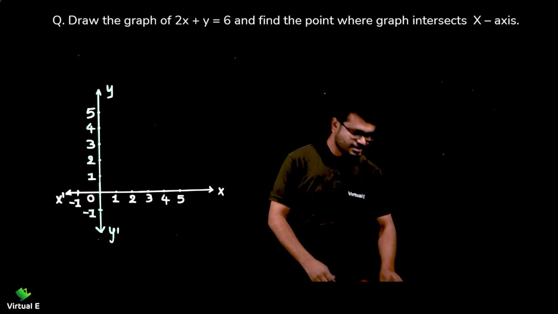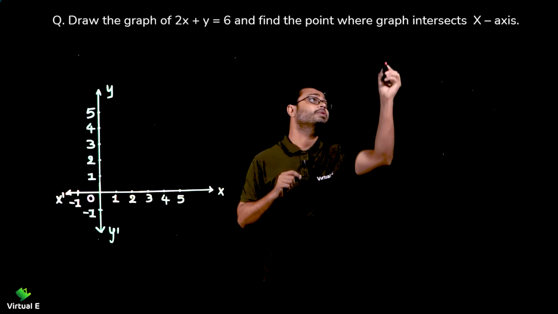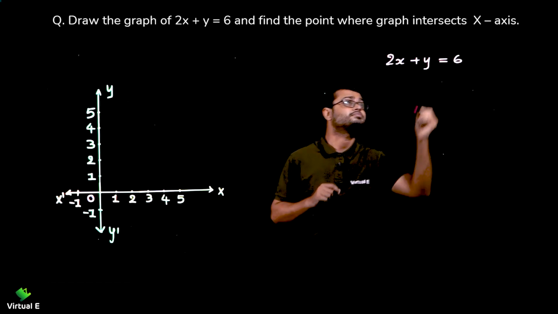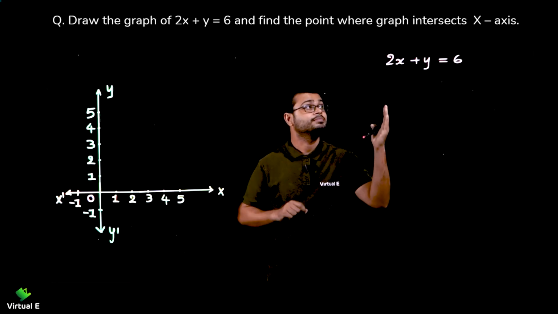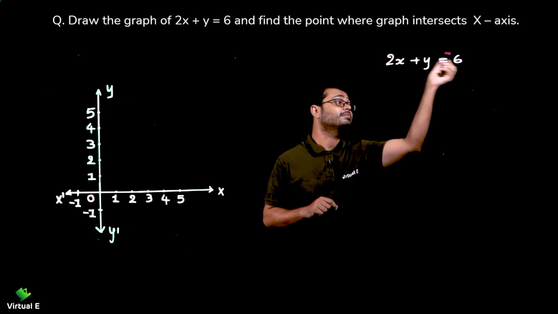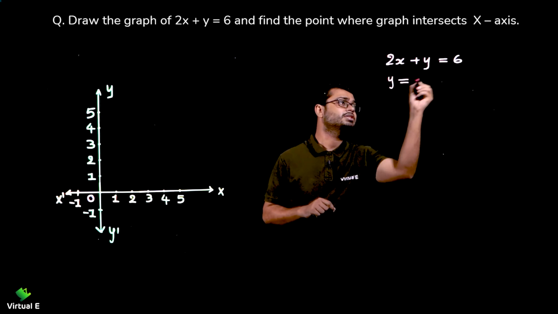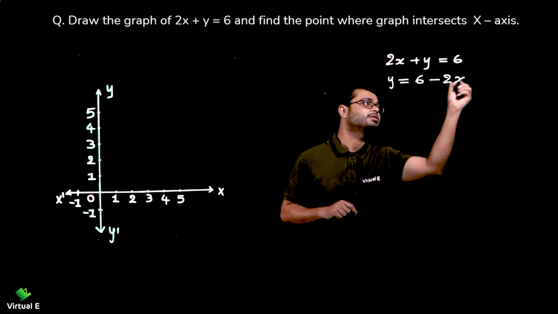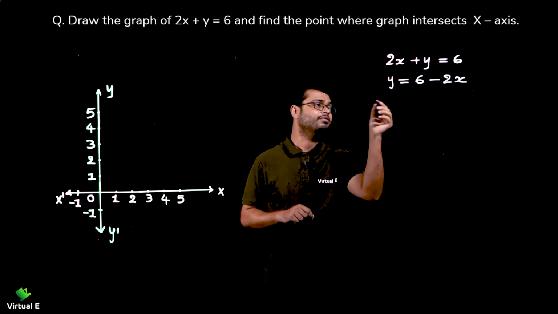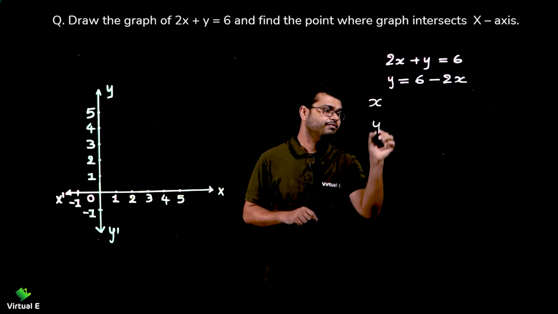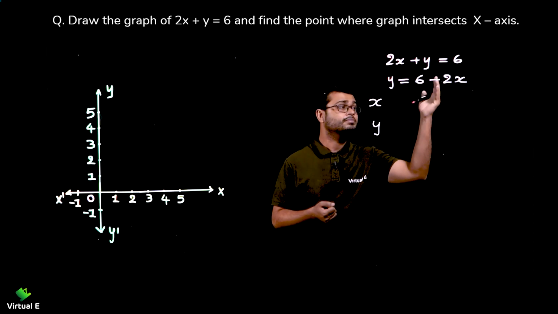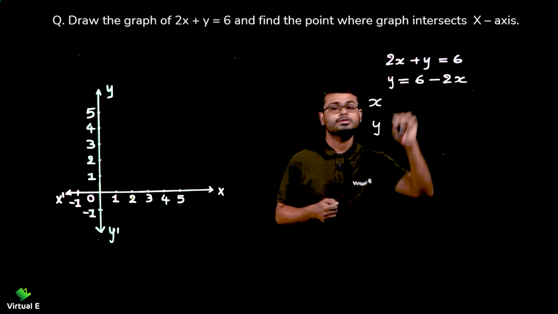Okay, so let's start. The equation is 2x plus y is equal to 6. Now, I told you that whenever a coefficient is 1, I'll make that variable the subject. So 2x I will be shifting. So y is equal to 6 minus 2x. Done? Now we can take the value of x and then we can get the value of y. So x and y it is. So I'm going to take 1, 2, 3 only. If I take 0, then y is equal to 6.